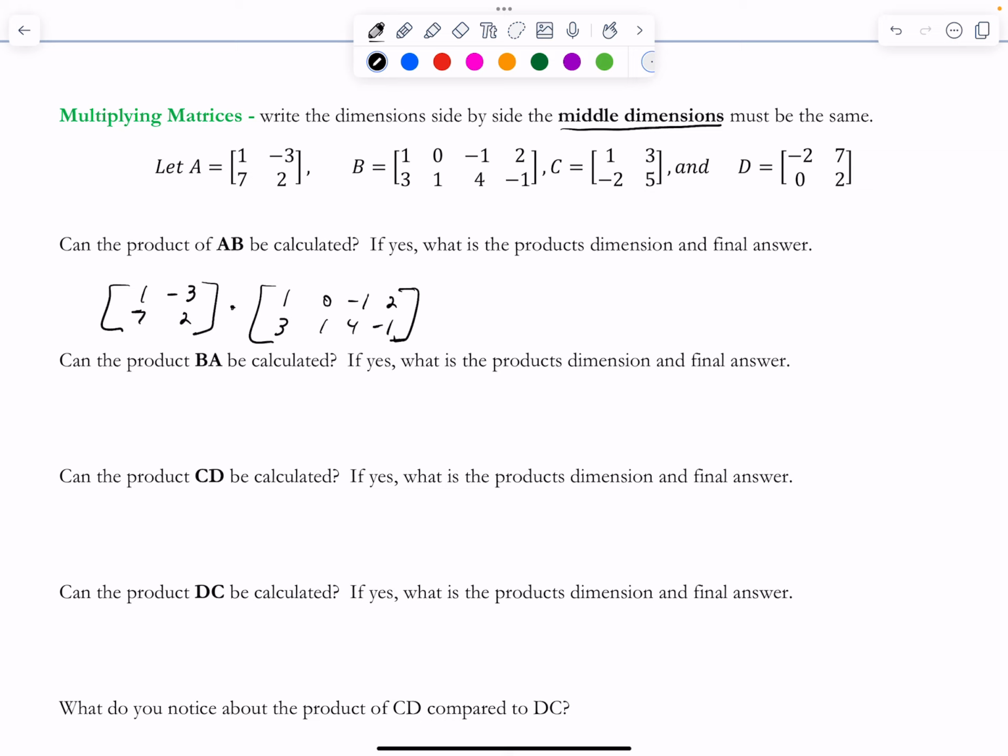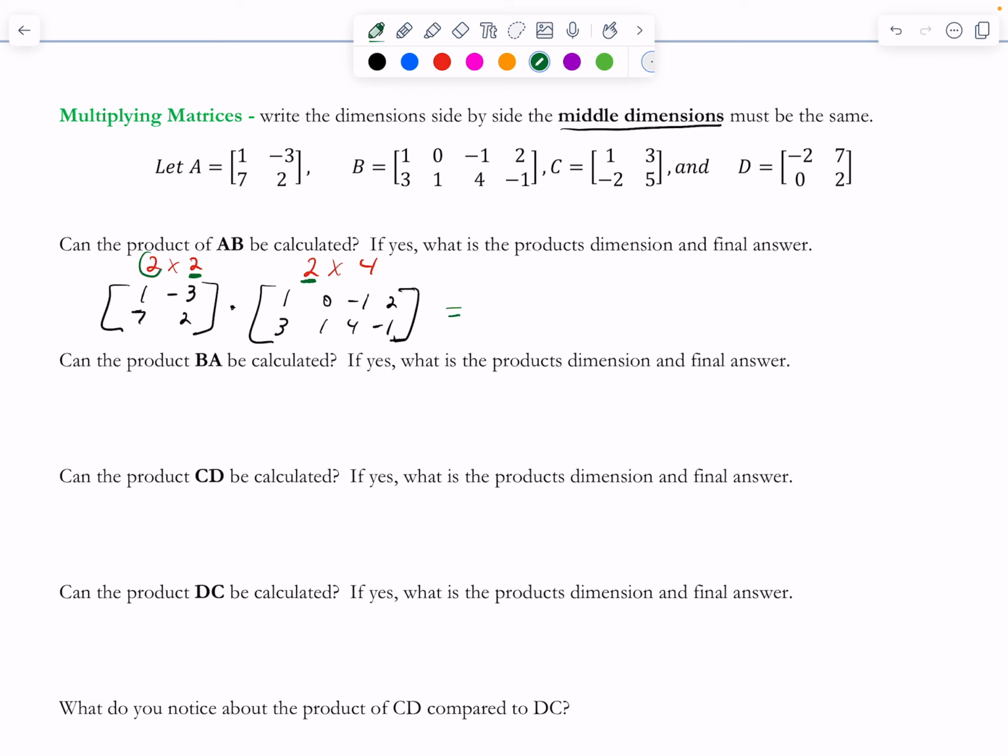So A times B. Write down the dimensions. This matrix A is a 2 by 2 matrix. This matrix B is 2 rows by 4 columns. What you want to do is underline the inside numbers. I said this earlier: that's the columns of the first one and the rows of the second. Those are the same, they're both 2. Because those are equal, this is possible.